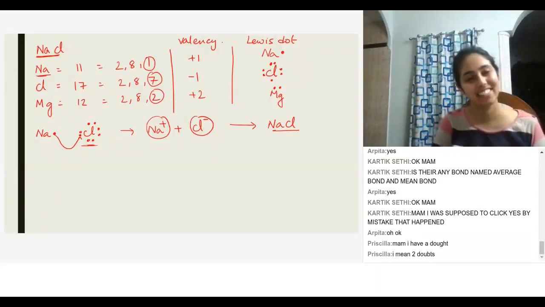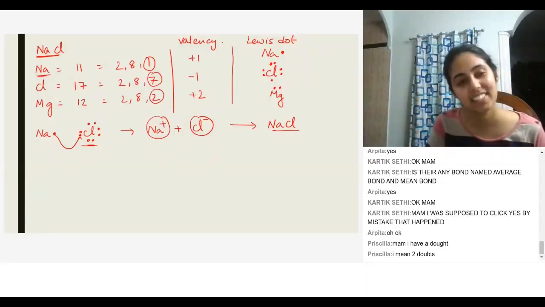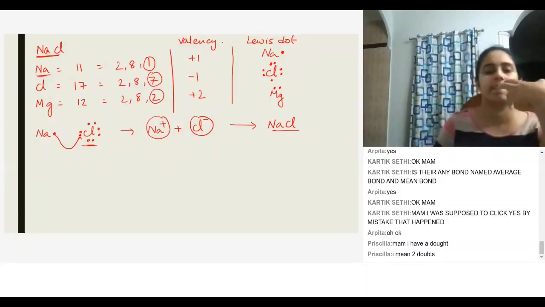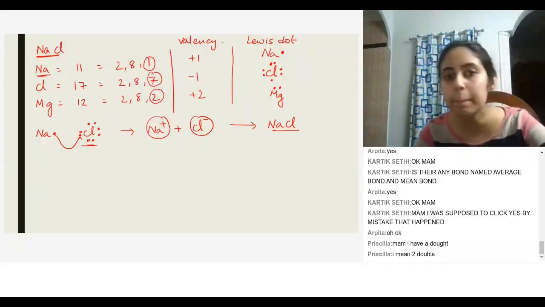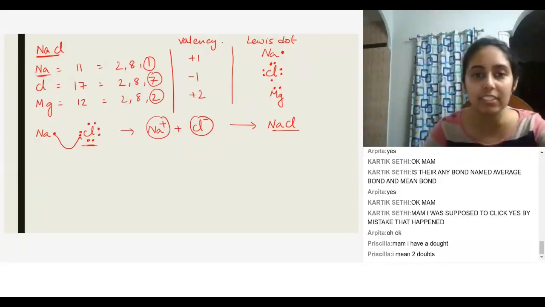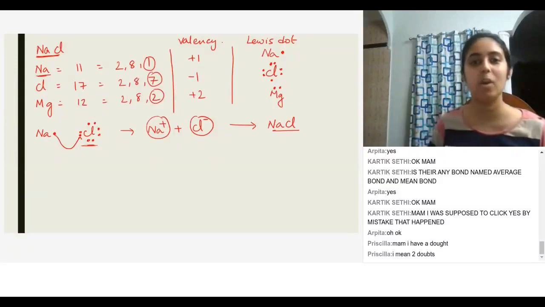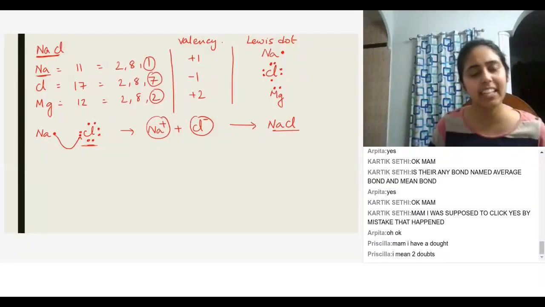Okay, ma'am. So if sodium has 1 electron and it gives away that, so it has 2 protons, right? Sorry? Ma'am, if it has 1 electron, the protons it will have is 2. No, sodium has 11 electrons totally. Oh, then 12. Sorry. Oh, I was talking about magnesium. Oh, magnesium. Okay, ma'am. Did you understand?